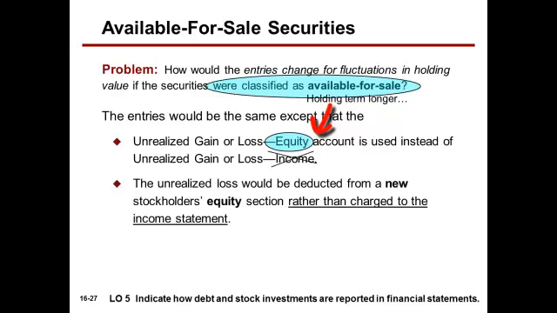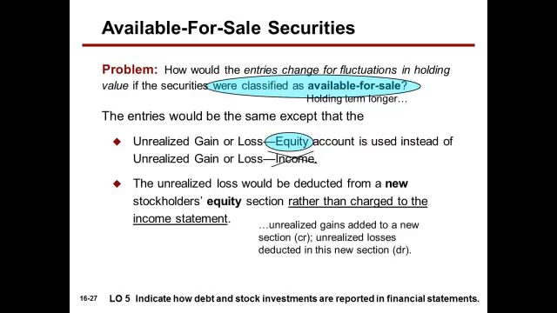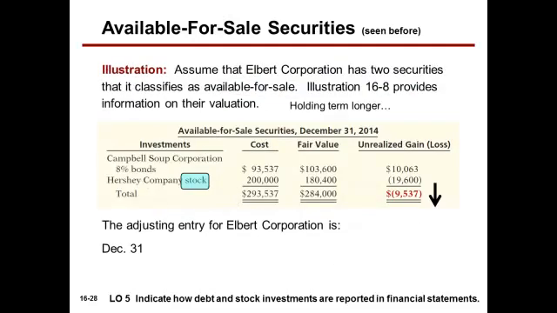Any unrealized loss would be deducted from a new stockholders' equity section rather than charged to the income statement. We have to keep these fluctuations out of the income statement. So any unrealized gains will be added to a new section. Any unrealized losses, as noted, will be deducted from this new section. Let's look at an example. Again, available for sale securities, meaning that they're not held strictly for the short term. They're held for a longer term.